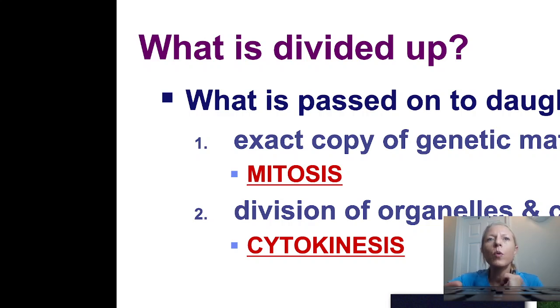So when we divide cells, we are dividing both genetic material and the cell and the parts of the cell itself. So we have mitosis, and then we have cytokinesis. And cyto means cell, kinesis means to move. So this is literally cell movement, and this is the actual splitting of the cells into 2 new cells.